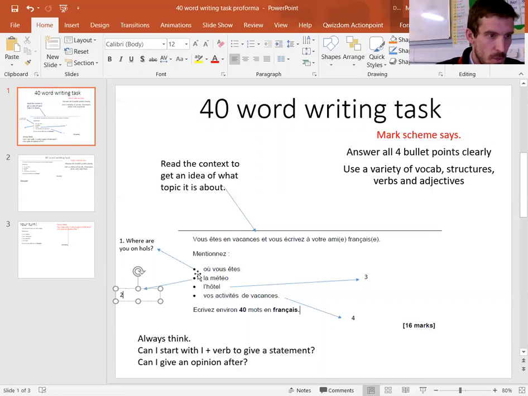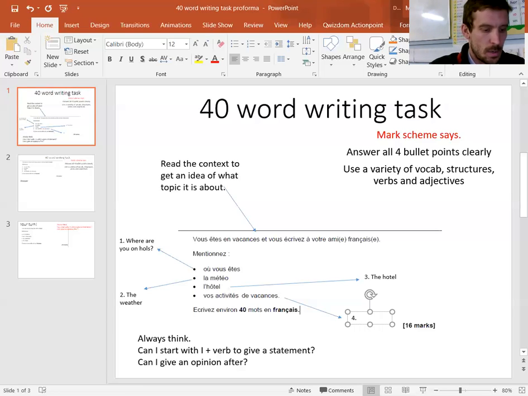Okay, second bullet point, la météo. Well, you should all know that. The Met Office in England does the weather forecast. Okay, la météo is the weather. So we're going to talk about something to do with the weather on our holiday, where we're at. Third bullet point, dead easy, l'hôtel, the hotel. So presumably we're staying in a hotel. That's news to me. But anyway, we're staying in a hotel, so we're going to say something about the hotel. And then the last bullet point will be activité de vacances. So holiday activities, basically activities that you are doing. So activities you do on holiday.